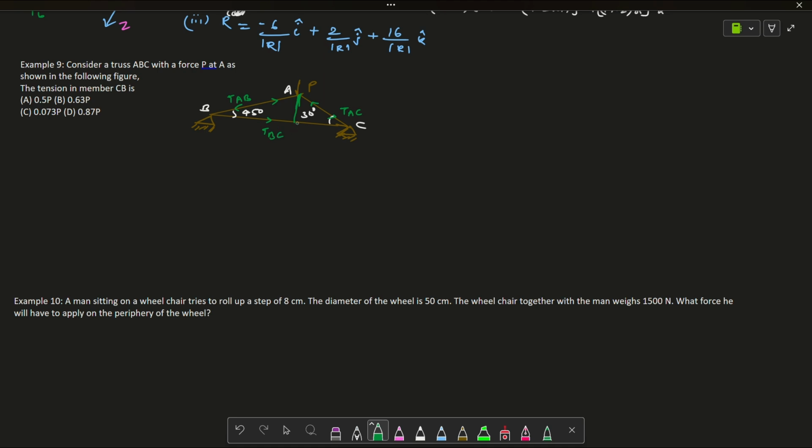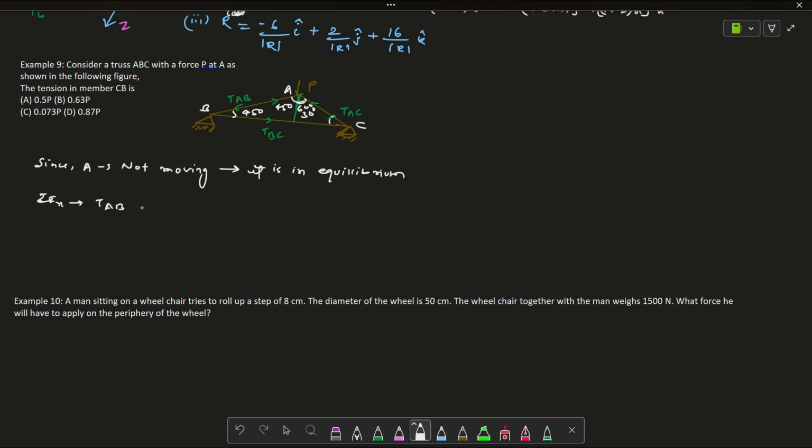Now, since point A is not moving, right? That means it is in equilibrium. So we will solve the equilibrium at point A. First we will write for horizontal components. This one is 45, this one is 30. This one is 90, so this will become 60 and this will become 45 degrees.